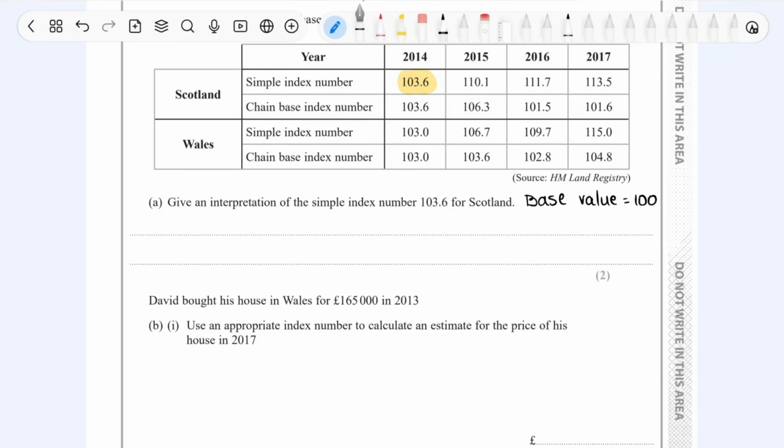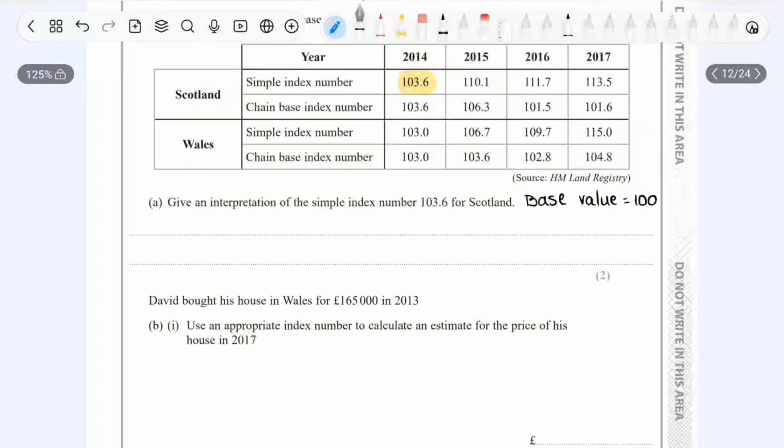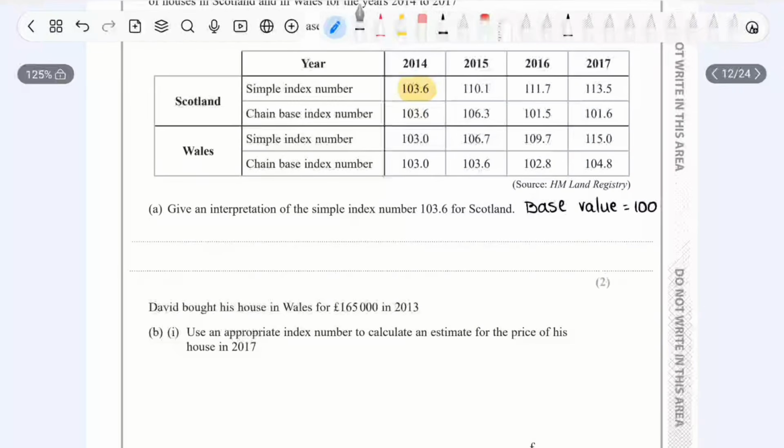So every other value is relative to the base value. So 103.6 is relative to 100, and we're told our base year is 2013. So if 2013 is the base year and 2014 is obviously a different value, then whatever the difference is from 103.6 to 100 is the difference for 2014 compared to 2013. So we can write this, and comparing 103.6 to 100, you can see there's a difference of 3.6.